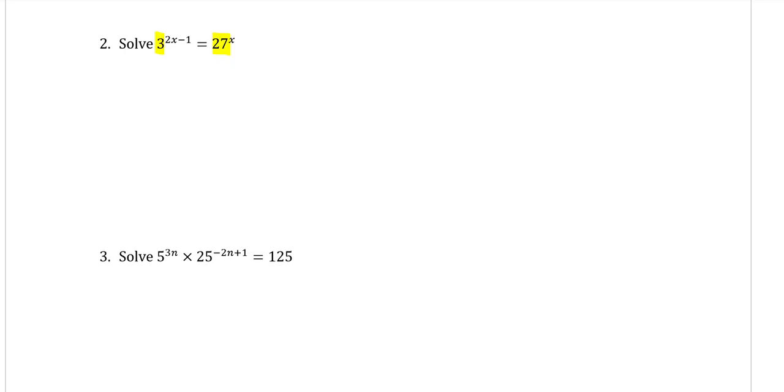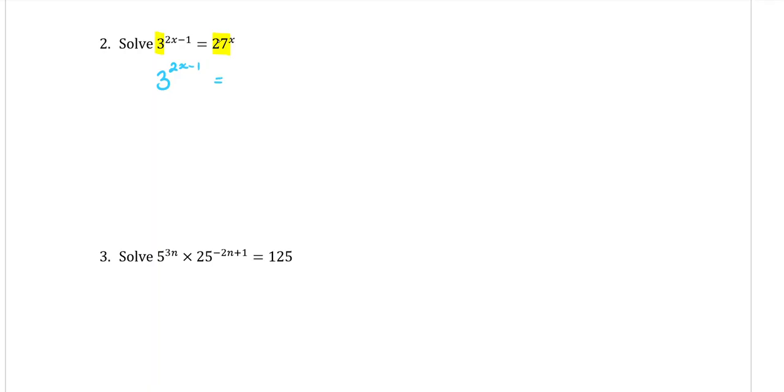So of the 2 of those choices, 3 is the better of the 2, because 27 can also be written with a base of 3. You can make it a bit smaller. So that's why I was choosing 3 as my base. So I'm going to leave the 3 to the power of 2x minus 1.